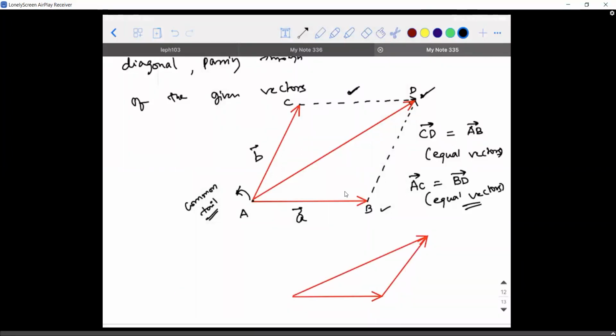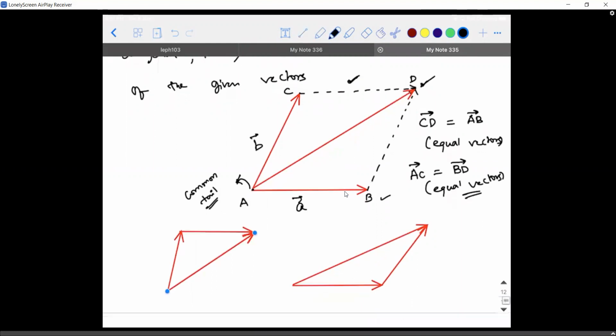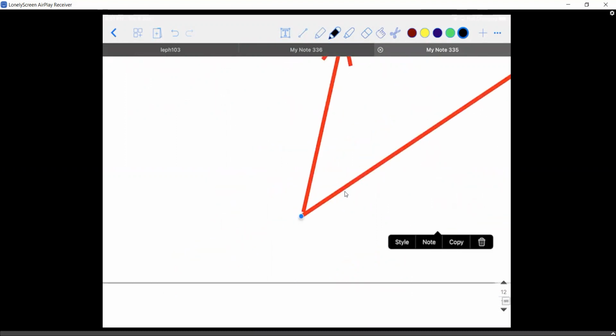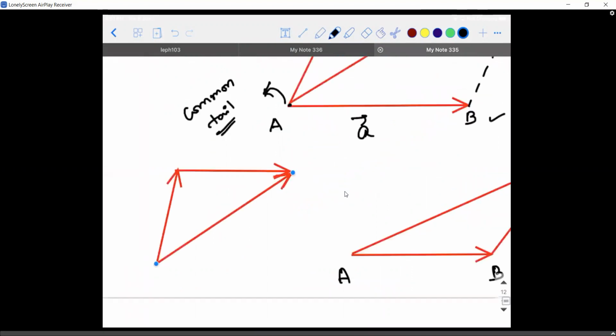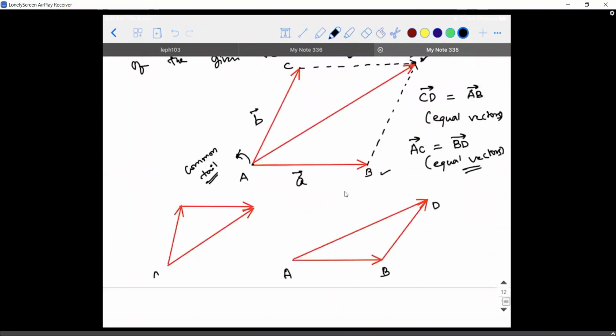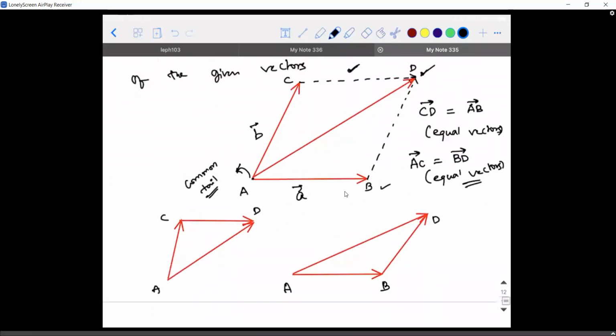Similarly, I'll tell you what I did. This point is ABD. This point is ACD. Can someone explain what exactly did I do? I actually broke this parallelogram into 2 equal half triangles, like how you cut a sandwich into 2 equal parts. That's what I did.